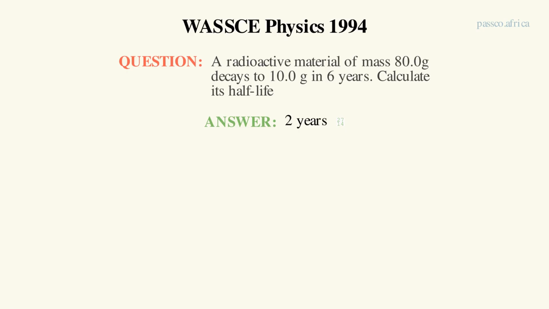A radioactive material of mass 80.0 g decays to 10.0 g in 6 years. Calculate its half-life. Now, try it yourself.